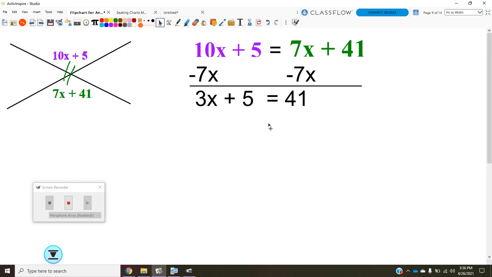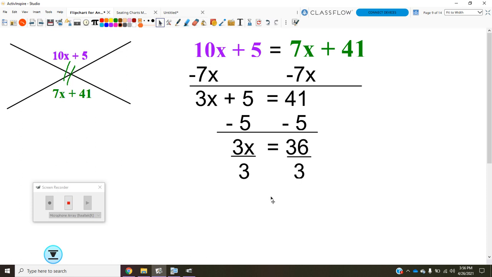10x minus 7x is 3x. My plus 5 came down. The 7x's cancel. And the 41 comes down. Then it's still a two-step. Subtract 5. 41 take away 5 is 36. Divide by 3. And x equals 12.